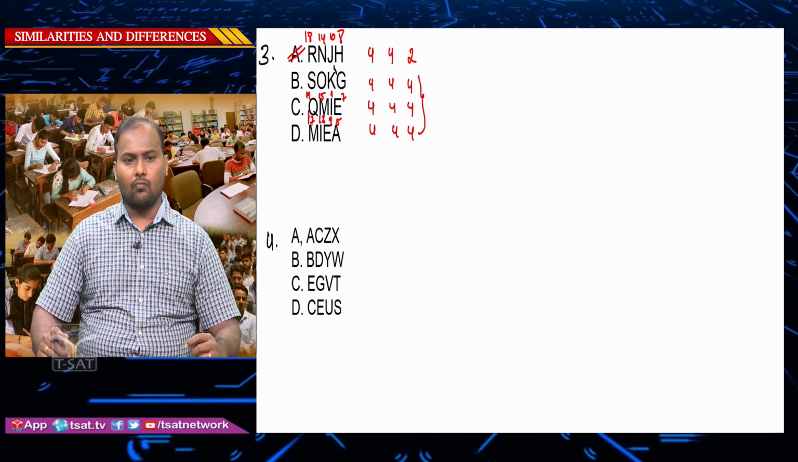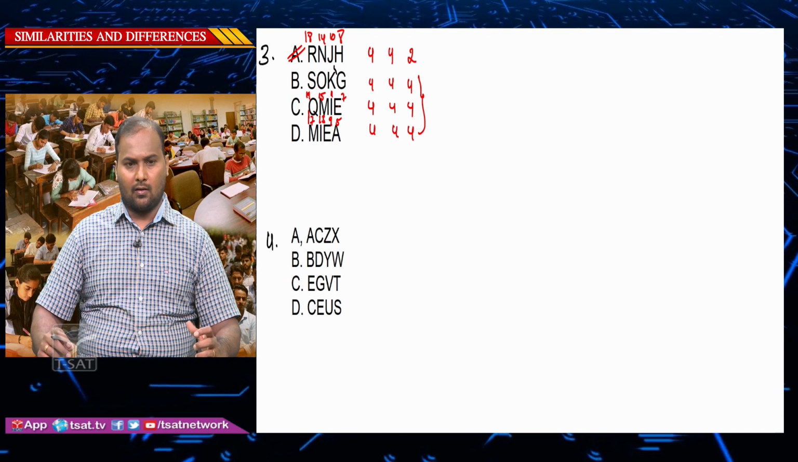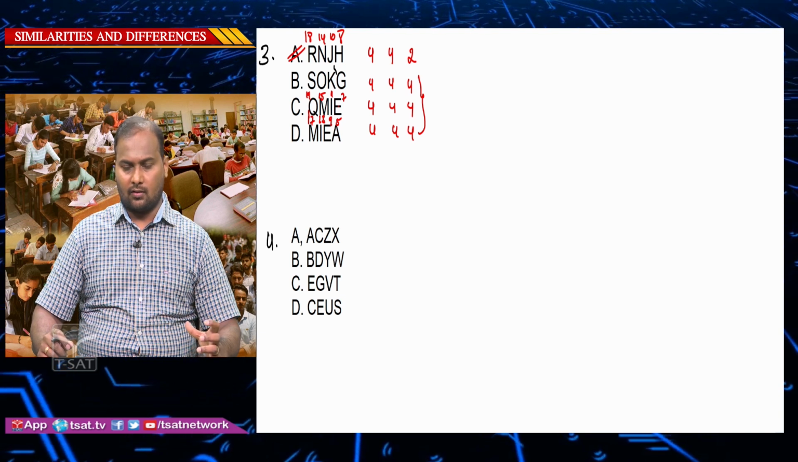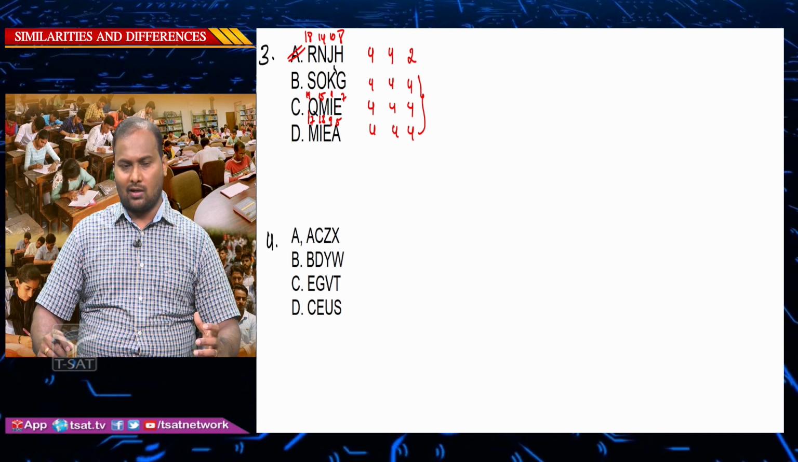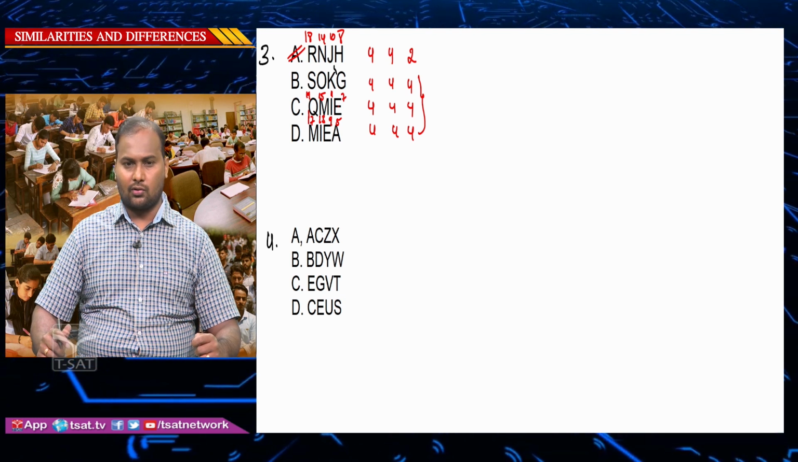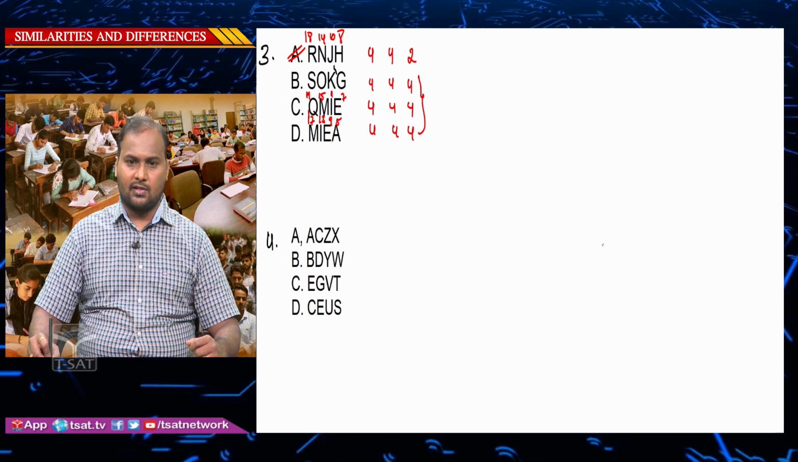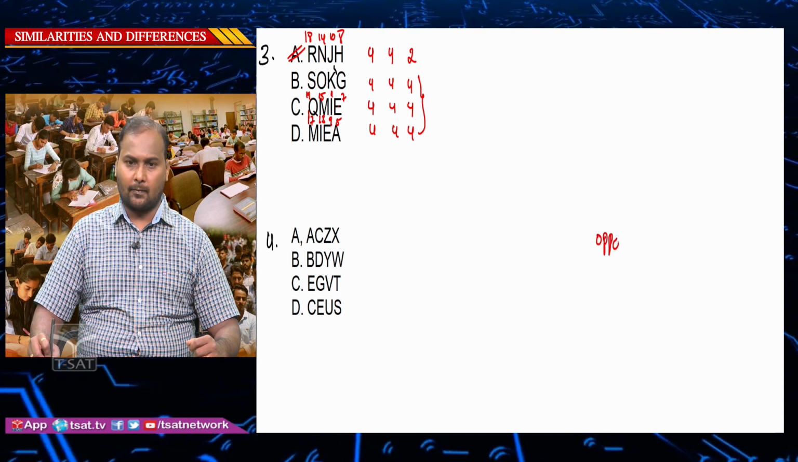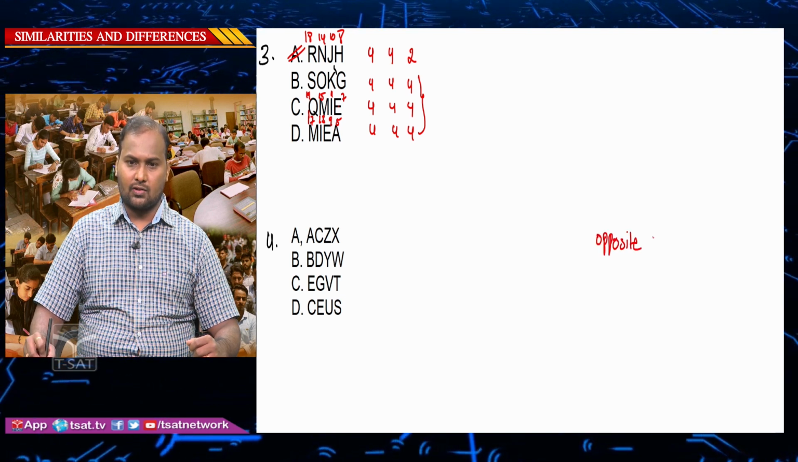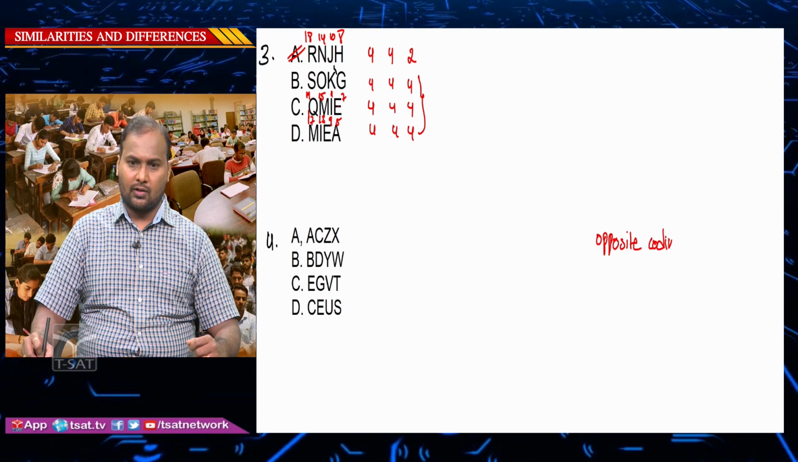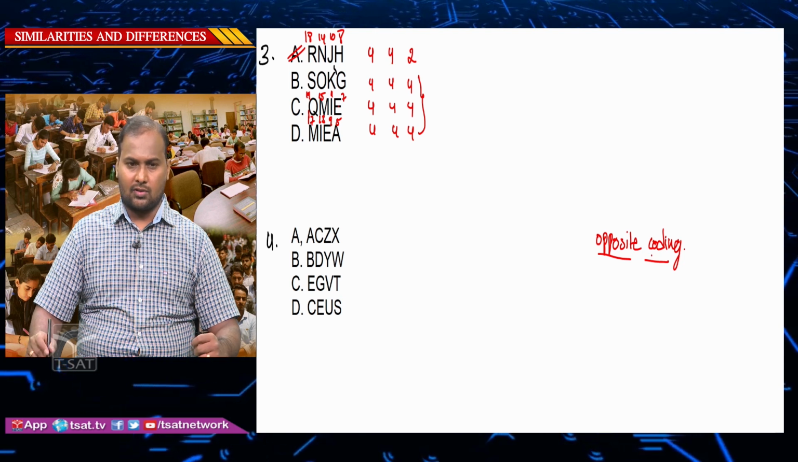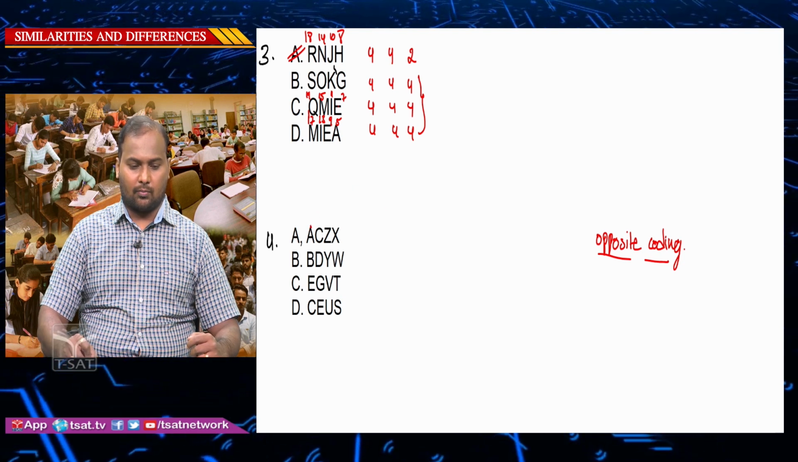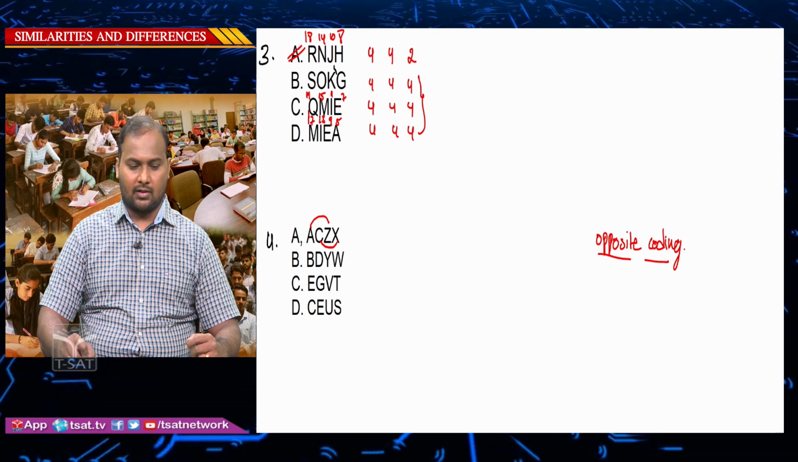Next. See the next question. The moment you see the letters of this question, the logic that you should get in the mind is that this is based on opposite coding. In coding and decoding, we already dealt with opposite coding. So what are the opposite letters? I know that A opposite is Z and C opposite is X.